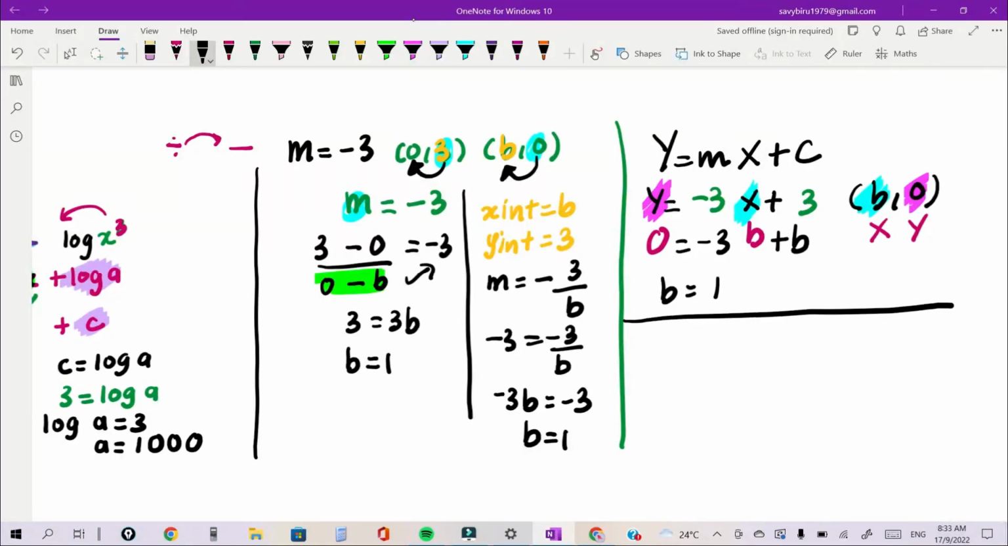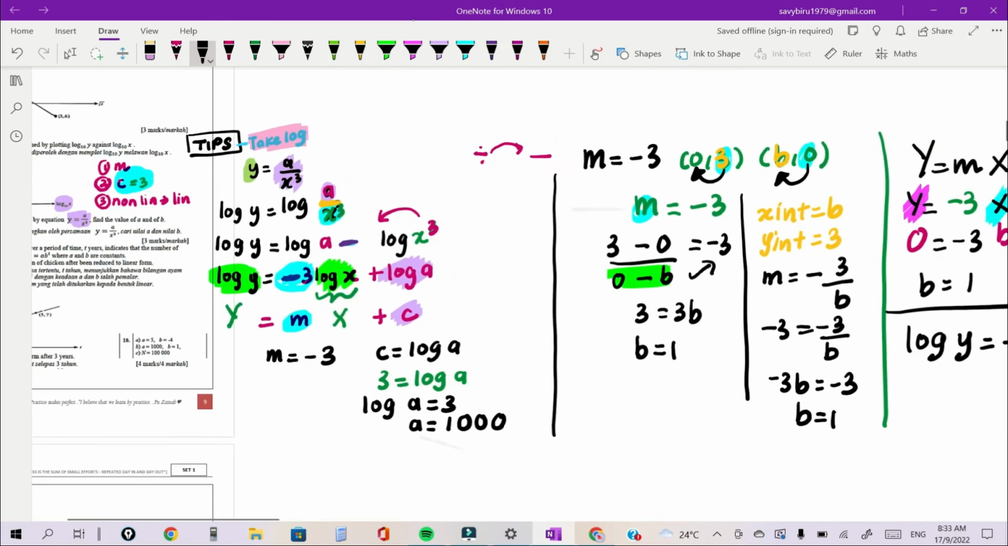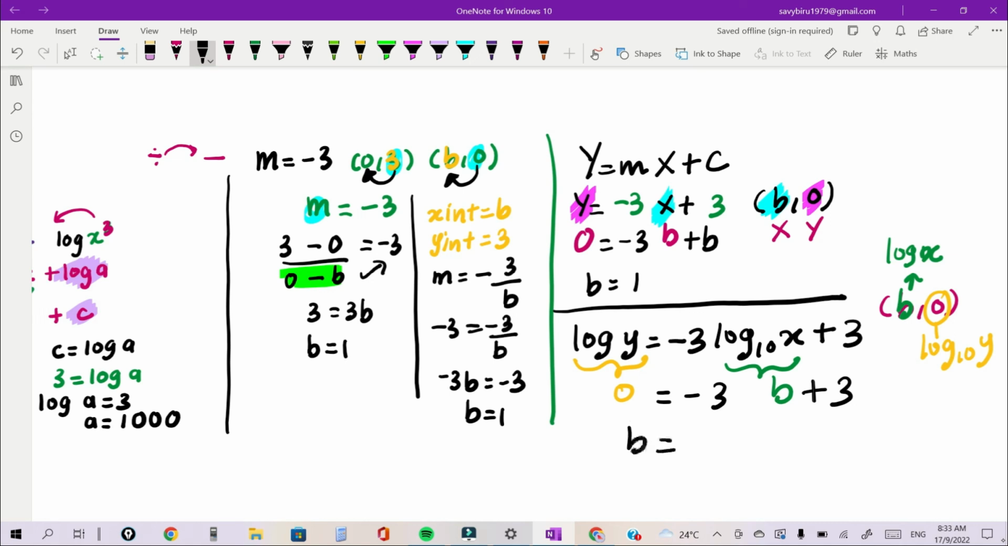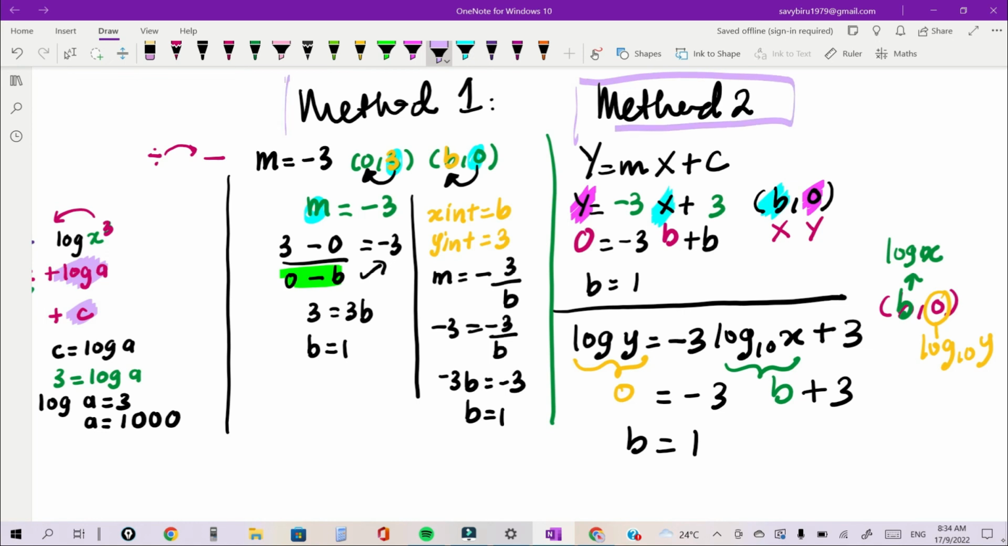Or else, the equation is actually log Y equals -3 log X plus 3, since your x-axis just now is log X and the y-intercept is 3. This is the equation where your point is B, 0, where you must understand that B is actually the log X value and 0 is actually the log Y value. After we simplify it, we still get 1. So method 1 is using the gradient concept. Method 2 is using the concept of a point lying on a line, satisfying the equation of the line. Done.